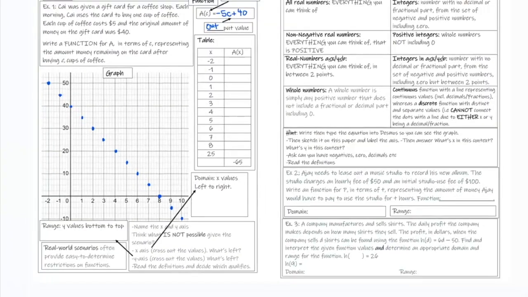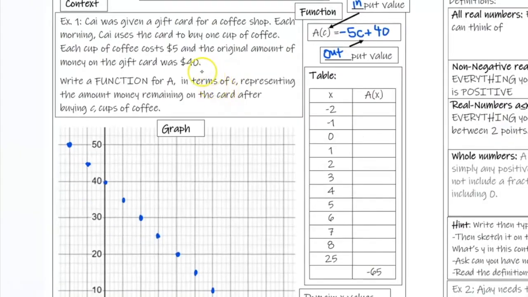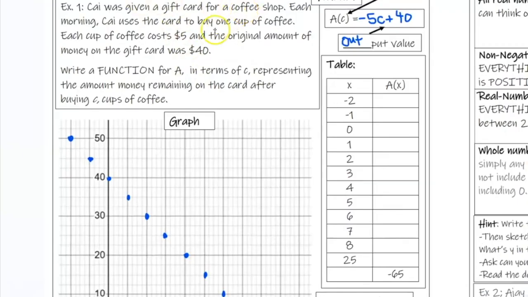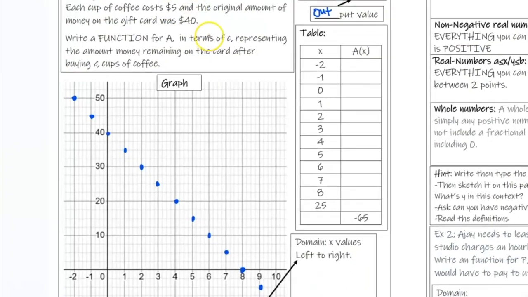But notice in the title, it says real world domain and range. Real world, okay? In the real world, let's just think about this. I have a gift card. I have money in my gift card, okay? And then I'm just using this money to buy cups of coffee. I'm going to start right here.